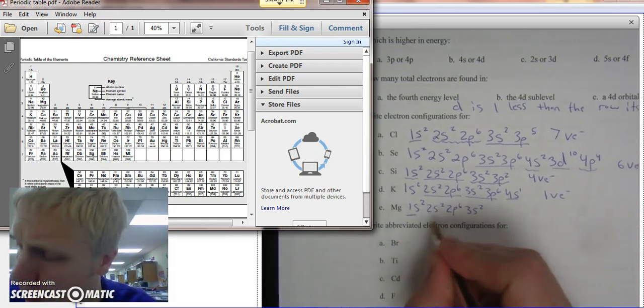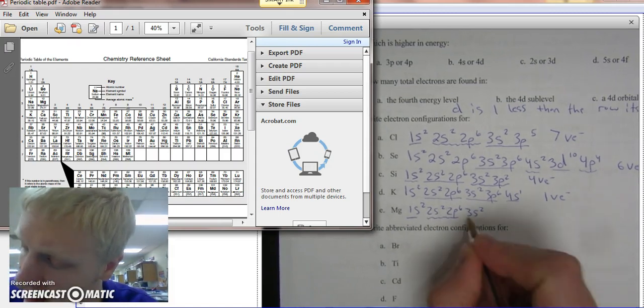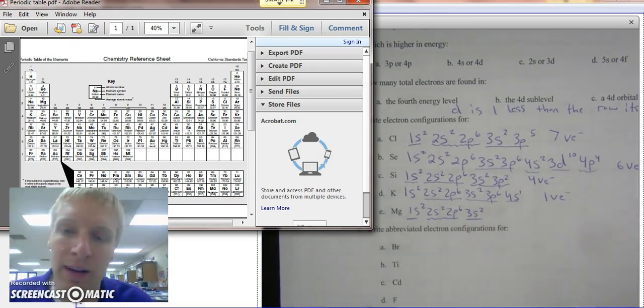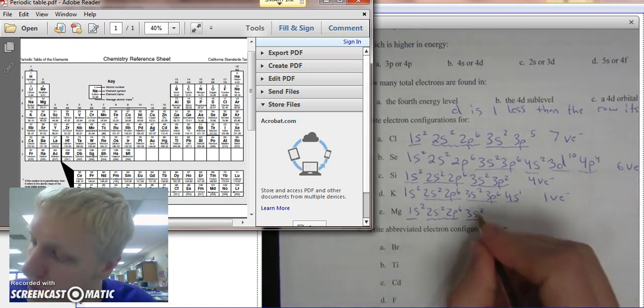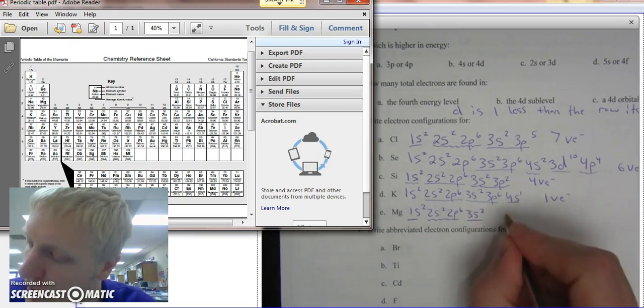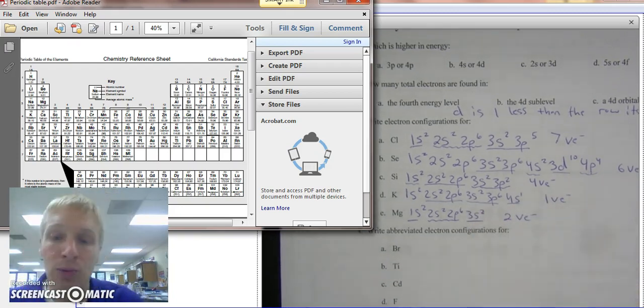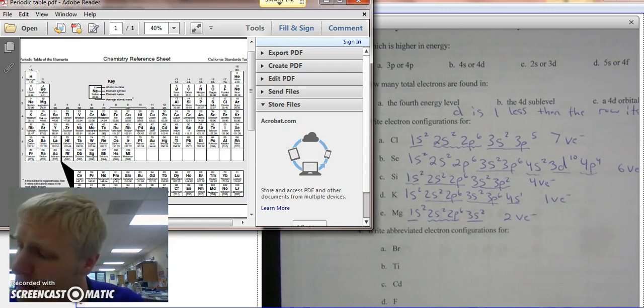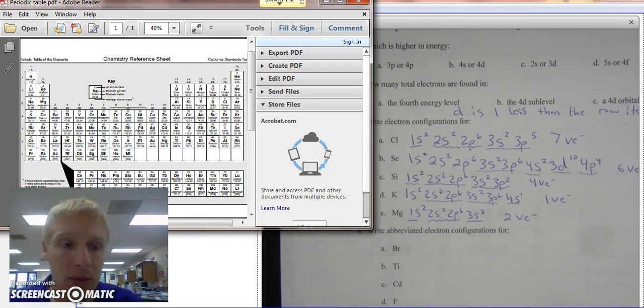Alright, here, 1s2, 2s2, 2p6, 3s2, furthest one out is that 3s2 orbital, which has 2 electrons. So we have 2 outer electrons. So that's pretty much how you find how many valence electrons or outermost electrons there are in an element or a particular atom.